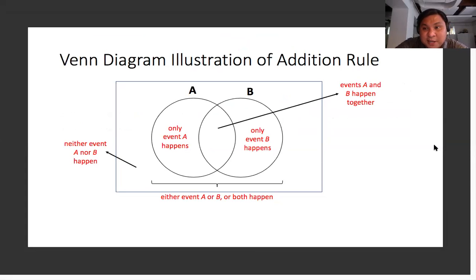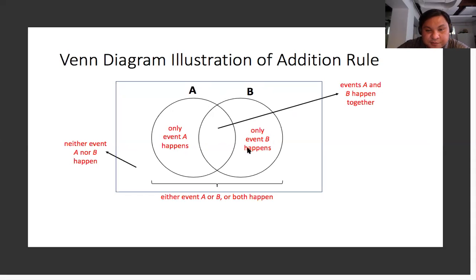Because sometimes it's quite helpful if it's through a Venn diagram. All right, so we have two events, A and event B. A is this circle right here, and event B is this circle right here. This part of the circle, which is away from the overlap part, is the probability that only event A happens.